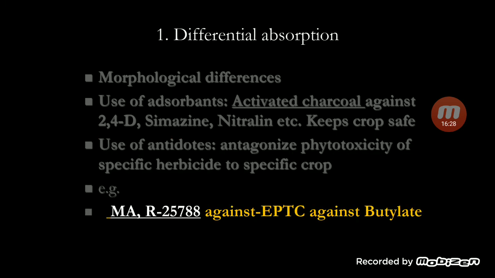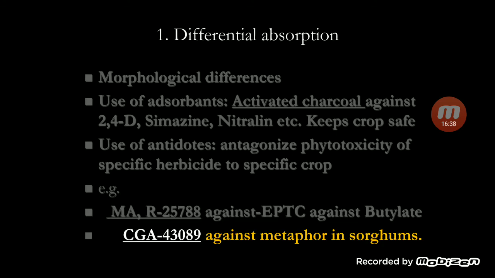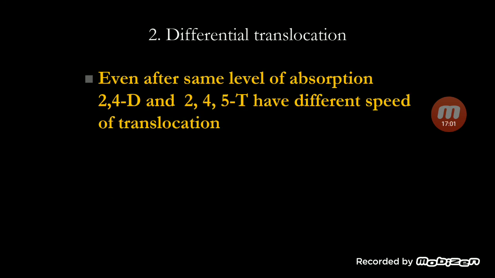So, antidotes like R25788 against EPTC herbicide and against the butylate herbicide, CGA 43089 against metolachlor in sorghum. So, if by chance you use metolachlor in sorghum, which is a toxic herbicide, and you are seeing some symptoms, to keep your crop safe, you can apply CGA 43089, which will nullify the effect.